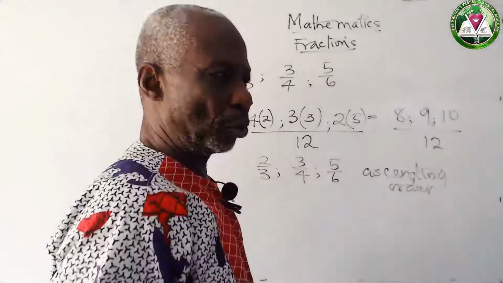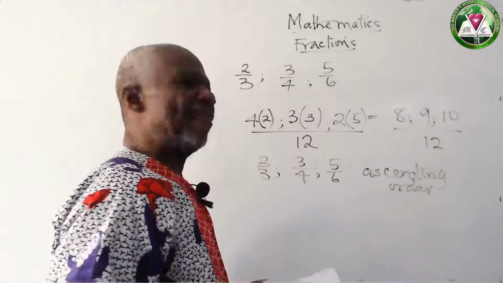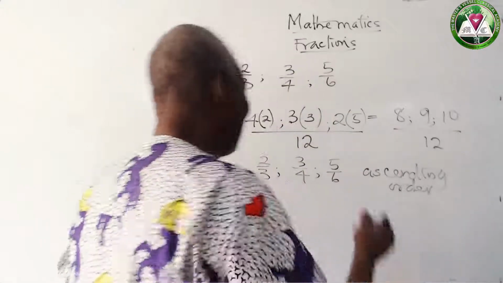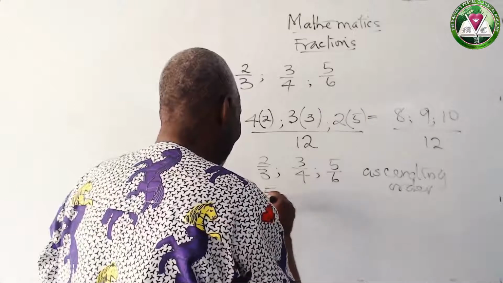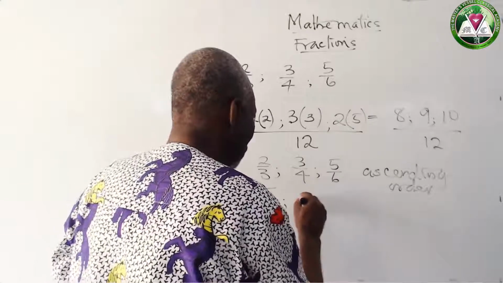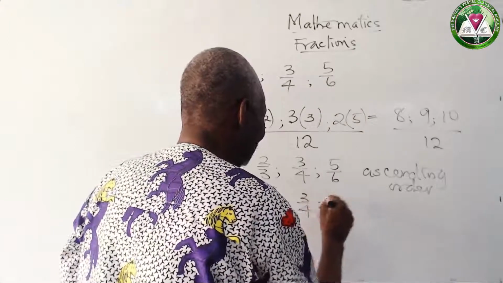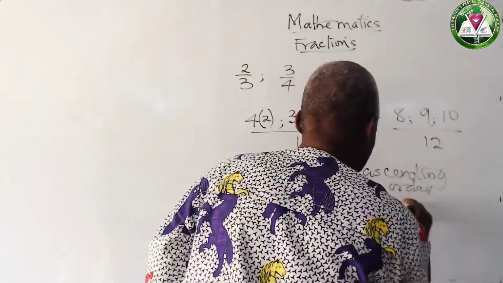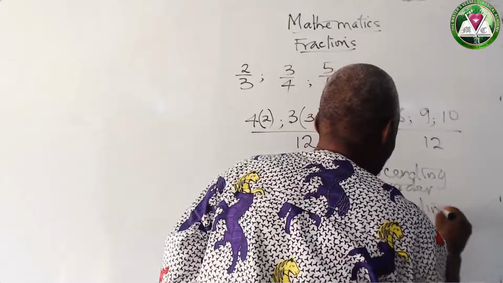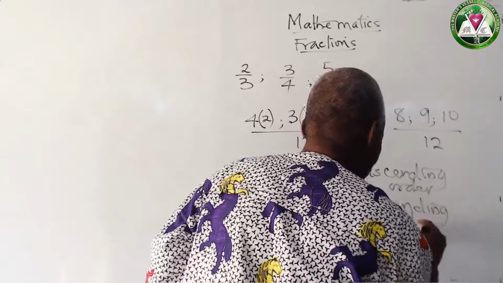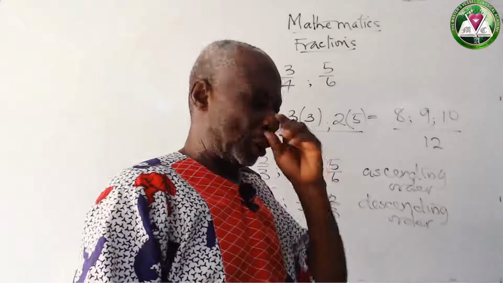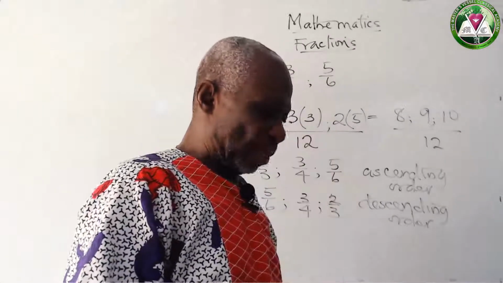Assuming we are to reverse, that is starting from the biggest to the smallest, we shall now write 5/6 first, after that 3/4, then after that 2/3. And this is descending. Why is it descending? Because it's coming from the highest to the smallest. So this is what is expected of us in that arrangement.